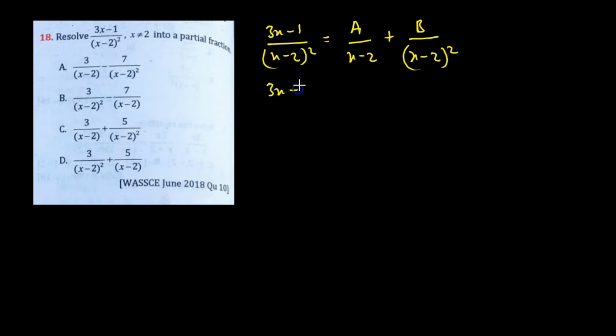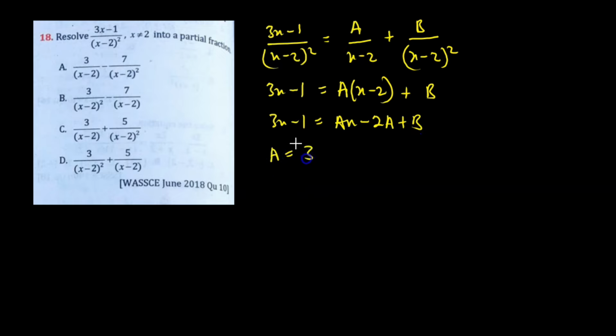we are going to get 3x minus 1 on the left hand side equal to A into brackets (x minus 2). One of the factors will be left, and then plus B. So expanding and simplifying, we'll have 3x minus 1 equal to Ax minus 2A, then plus B. So comparing, the A value will be equal to 3, which is the coefficient of x, and then comparing the constant, -1 will be equal to -2A plus B.